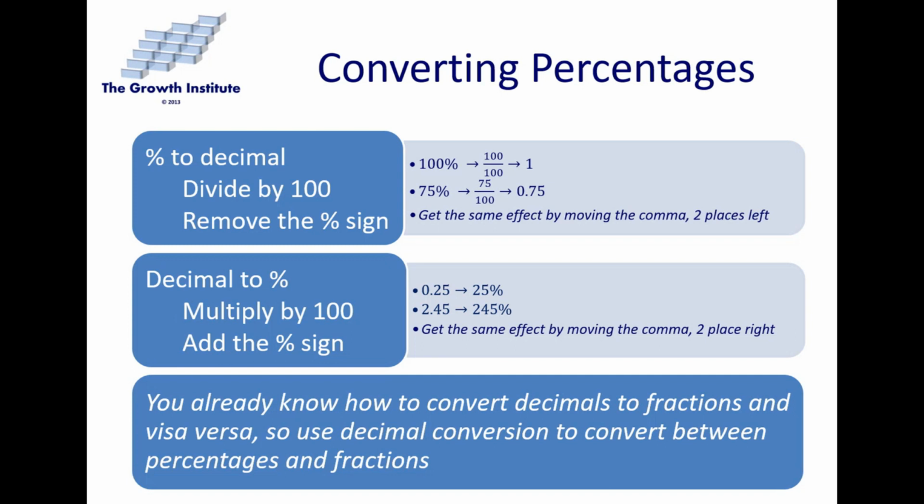You already know how to convert decimals to fractions because we did it, and how to convert fractions to decimals. So we can use decimal conversion to convert between percentages and fractions. The old rule applies that if A equals B and B equals C, then A must equal C. So if there's something in the middle and that thing in the middle is a decimal, then we can also change a percentage to a fraction.